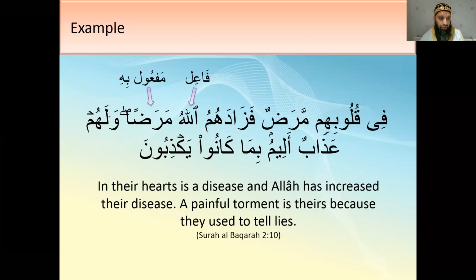Can you give some more examples, more sentences of the fa'il and the maf'ul bihi? Yes, inshallah, we're going to do some more, inshallah. Right, so that's this one.